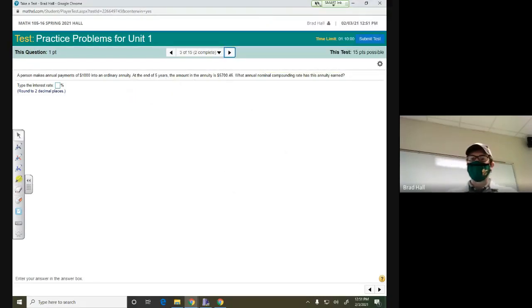Okay. A person makes annual payments of $1,000 into an ordinary annuity for 5 years. There's a little over $5,000 in there, $5,700.46. What annual nominal compounding rate has this annuity earned? So, all right, let's go back to the thought process. What section or what formula do we deal with in this problem?